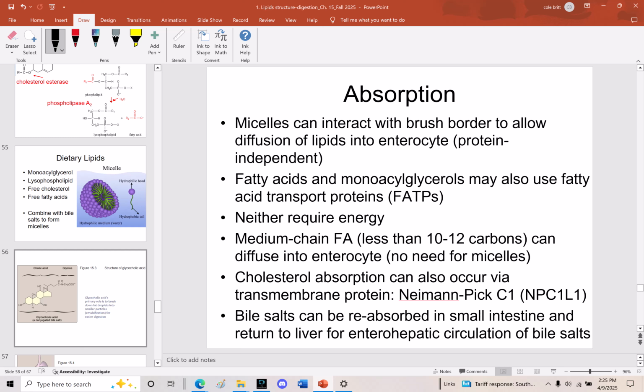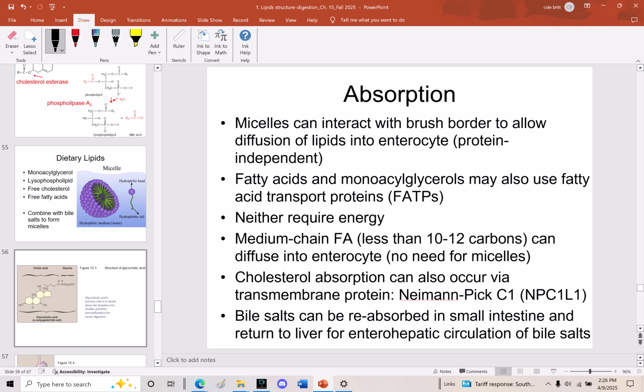So micelles interact with the brush border to allow diffusion of lipids into the enterocyte. So when the micelles interact with the intestinal cells, and by the way, enterocyte, what does that mean? Entero means intestine. Site means cell. So an enterocyte is an intestinal cell. Sometimes we call these absorptive cells. Sometimes I just call it an intestinal cell. Either way, enterocyte, intestinal cell, absorptive cell, these are all the same cells that I'm talking about.